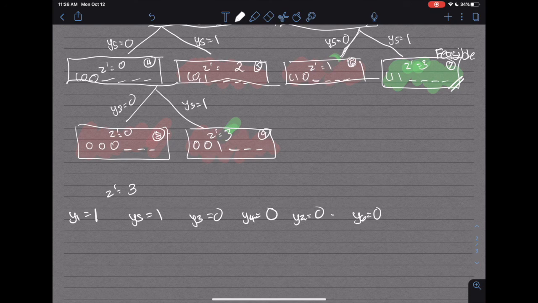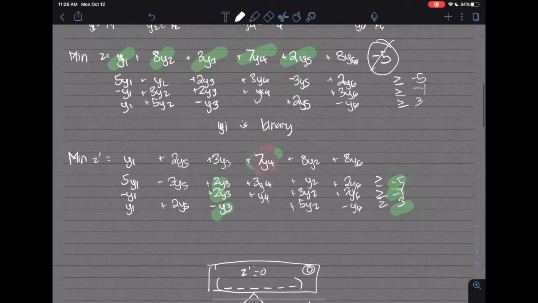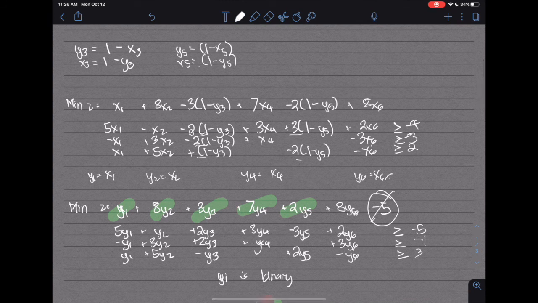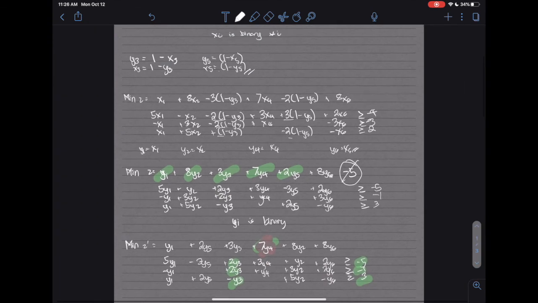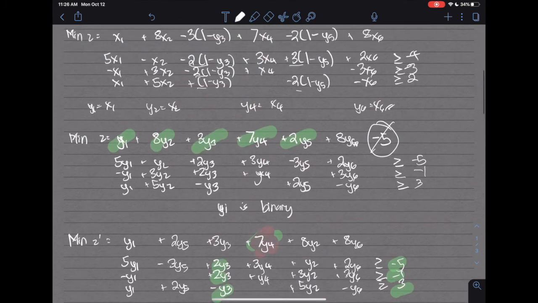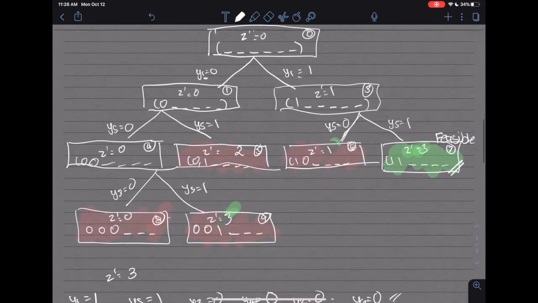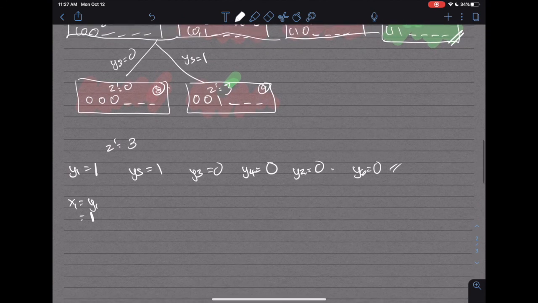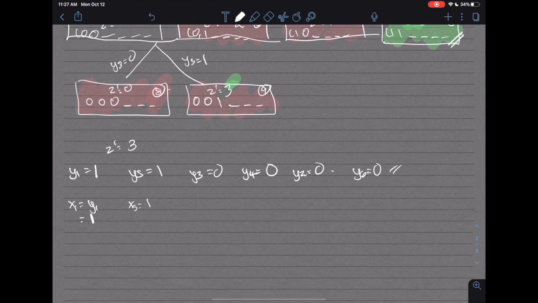Now, using this and using our earlier transformations, using these values, we will get that x1 is equal to y1, therefore x1 is equal to 1. y5 was transformed, and we have x5 is equal to 1 minus y5, therefore x5 is equal to 0.